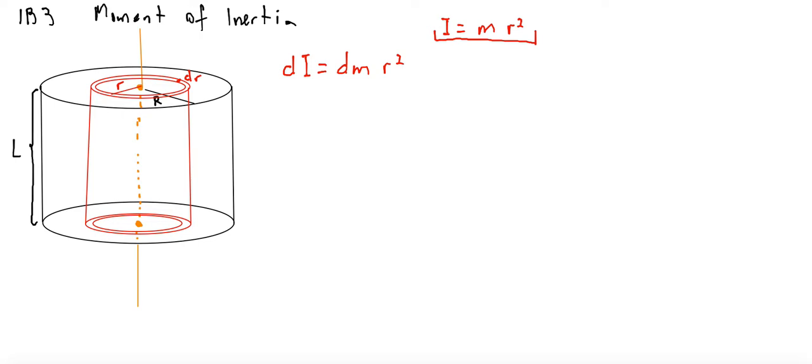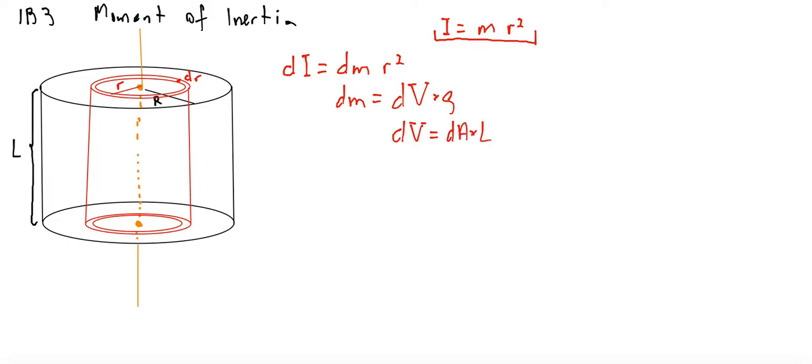So what is m? In general, mass is volume times density. So dm will be dV times density. Our cylinder is uniform, so the density of each part will be the same. But what is dV? V, the volume, is the volume of this pipe. So this is surface area times height.